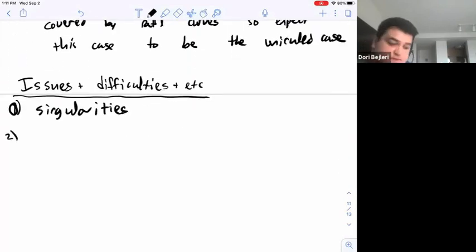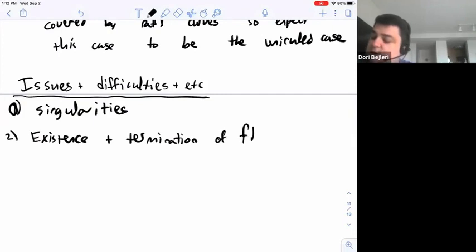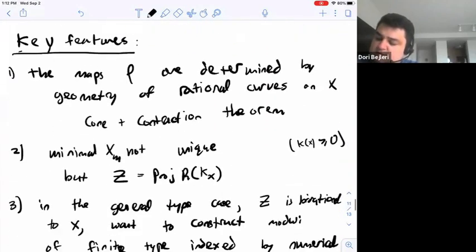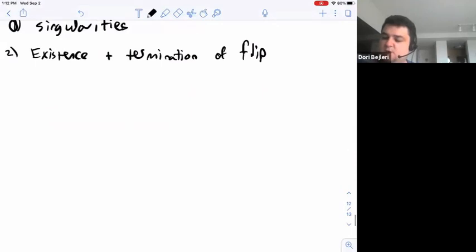The next one, which is related to the fact that you get singularities, is existence and termination of flips. So later we'll define exactly what a flip is. But basically, due to the fact that you get these sometimes very nasty singularities where you can't continue this program anymore, you need to construct these flip morphisms, which basically fix those singularities and let you keep going in this sequence of rho. And so basically, it's a hard problem. When do these flips exist? And why is it that there's not an infinite sequence of these flips?